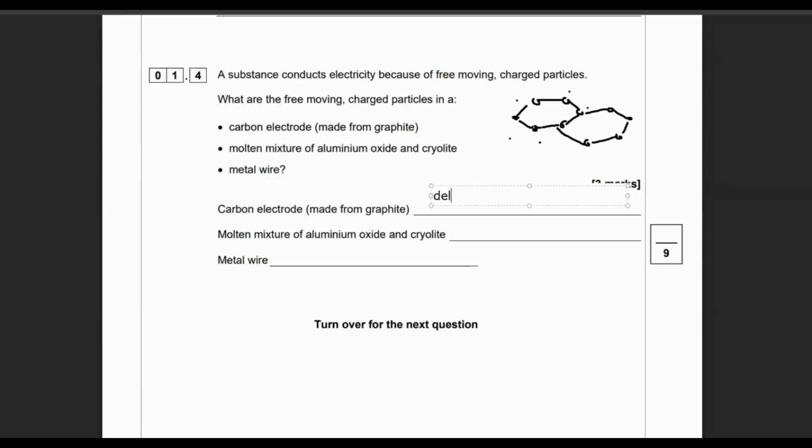Now, they are called delocalized electrons. That's what carries the charge in graphite. So what are the free moving charge particles? They're delocalized electrons, and that's going to get you a big fat mark.